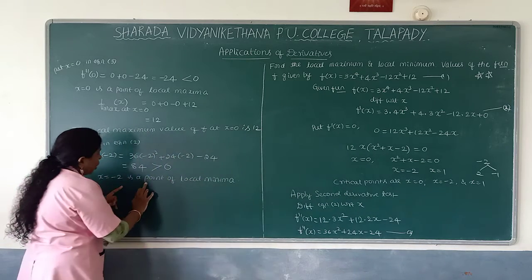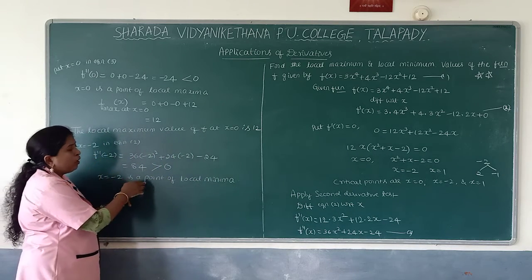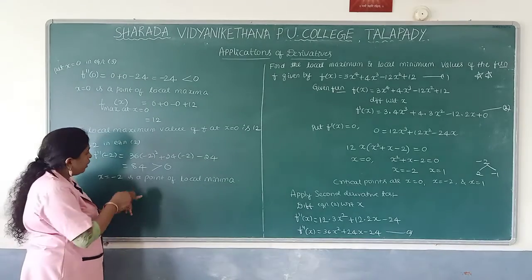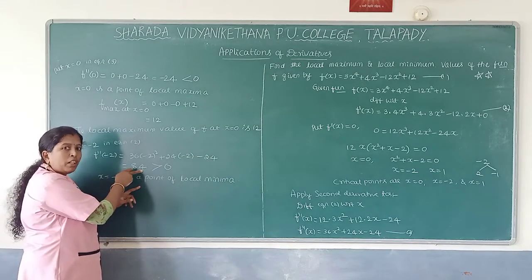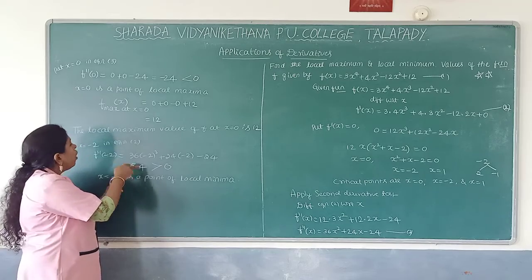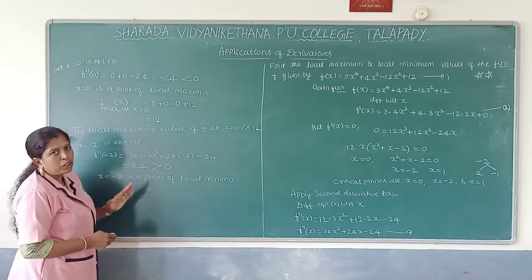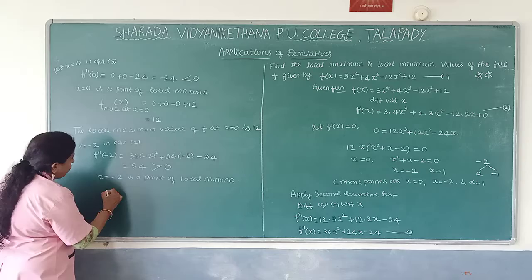Then you got the point. Which point is a local minimum? We find out already from this condition. Then what is the local minimum value after substituting x is equal to minus 2? We are going to calculate it now.